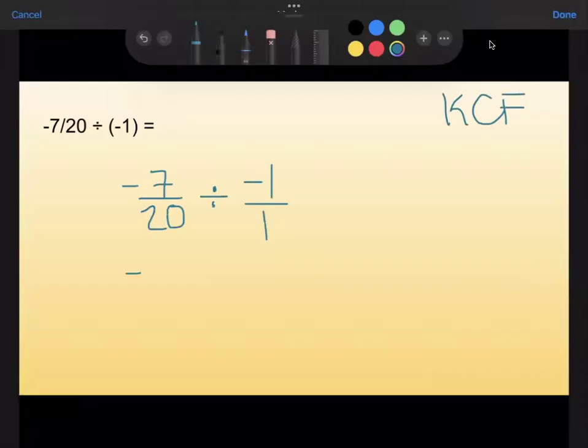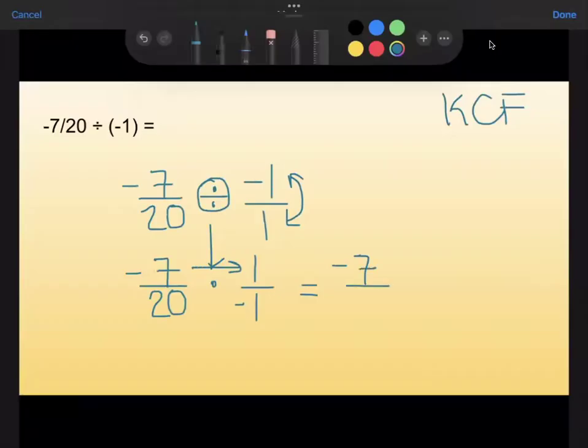So that means I'm going to keep negative 7 over 20 the same. That's the keep. Change from division to multiplication, and then flip the second fraction around so that it is 1 over negative 1. Now I'm going to multiply the numerators. Negative 7 times 1 is negative 7. And then 20 times negative 1 is negative 20. Now I have a negative over a negative, so that means those cancel out. And I can't simplify 7 over 20 anymore. It's already simplified. So that is going to be my final answer, 7 over 20.